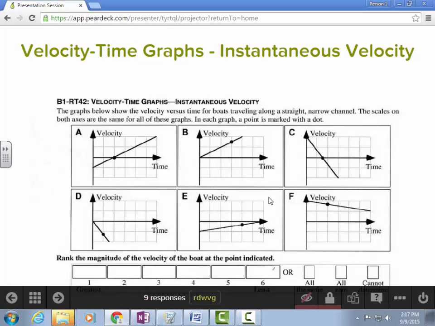Time. Okay. I'm going to just lock it, because I think this is a graph that you haven't seen before, right? What type of graph is this? Velocity versus time. So then how do you find the velocity on a velocity versus time graph? In other words, you just look at what point it is vertically, right? So which one is at the highest point vertically?